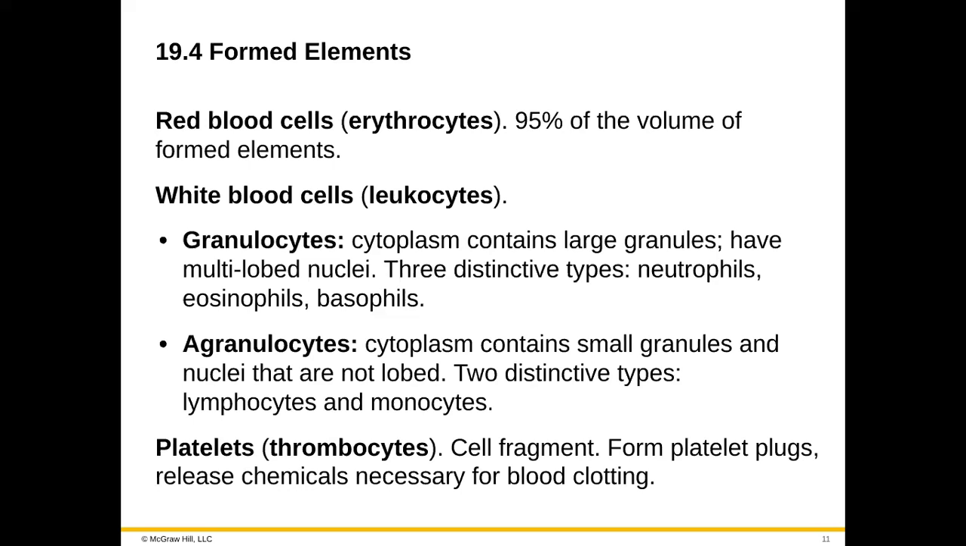Platelets, which I'm sure most of you have heard of, and I referenced in a previous video, we technically refer to them as thrombocytes, and these are cell fragments. That's when we talked about how formed elements are all the cells and the cell fragments. Platelets are the cell fragments. Platelets help form the platelet plugs. They're going to release various chemicals that are necessary for blood clotting, and they're extremely crucial for preventing excessive hemorrhaging and losing large amounts of blood.